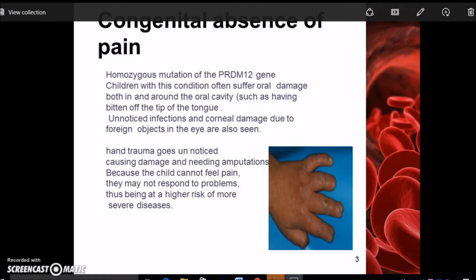There is a quite rare condition called congenital absence of pain or congenital insensitivity to pain, which is caused by a homozygous mutation of the PRDN12 gene. Quite a rare condition. I've seen one in my time. Children with this condition often suffer damage to the mouth and the oral cavity because they bite their lip, bite the tongue, and aren't aware of it. Quite often people don't notice infections and they can exacerbate. It's quite common to get corneal damage due to foreign objects being in the eye which are not detected by the pain sensors in the eye, and often hand trauma will go unnoticed.